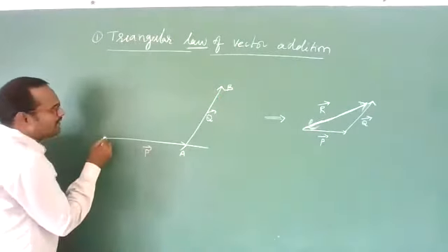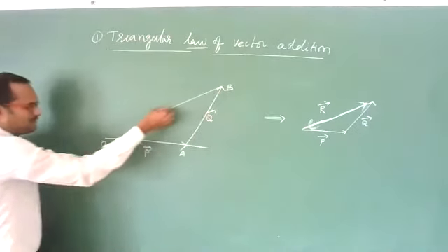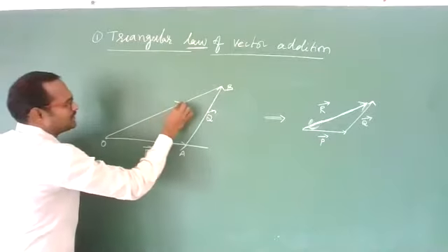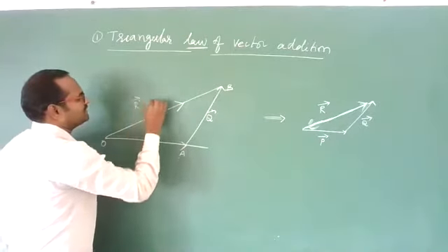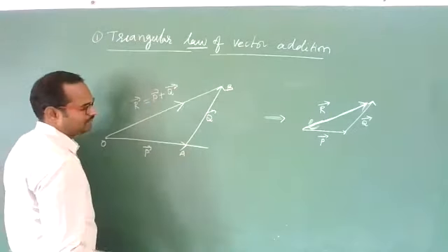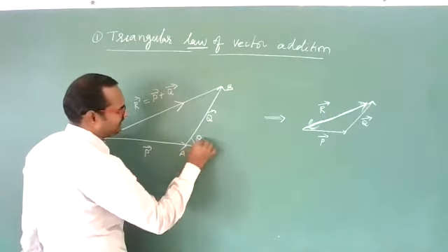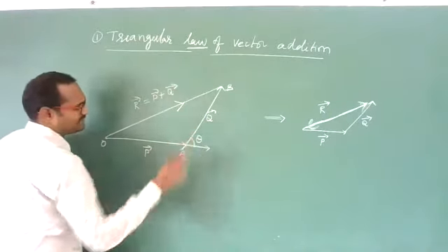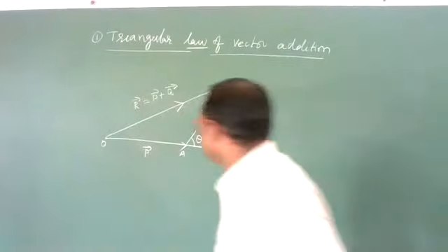Now we want the resultant of this P bar and Q bar. Draw the closing side. This will be the resultant vector, called R bar, that is nothing but P bar plus Q bar according to the vector law of addition. Mathematically, let us suppose here is the angle theta between the two vectors, P bar and Q bar. That is theta.